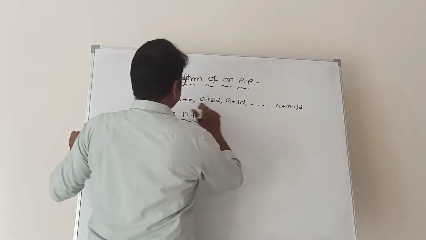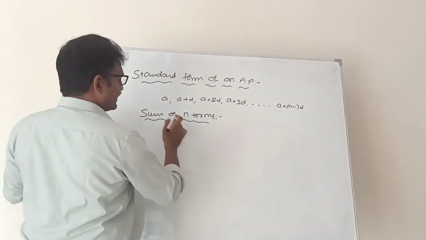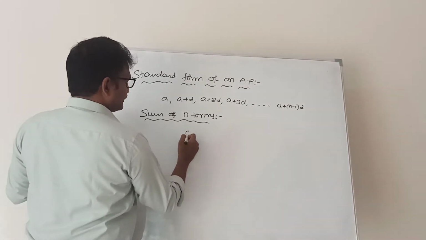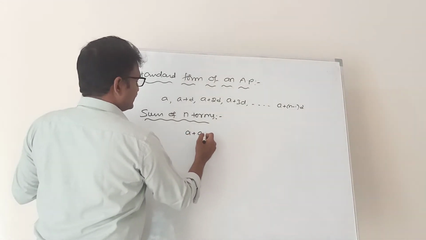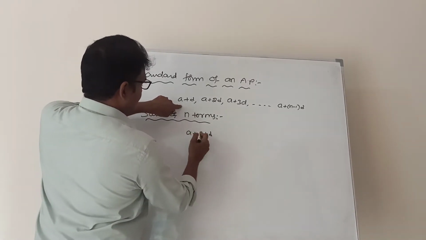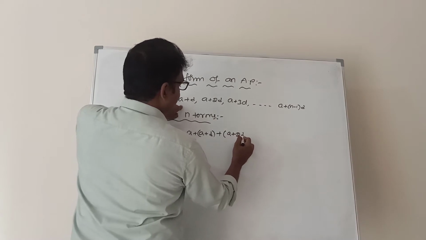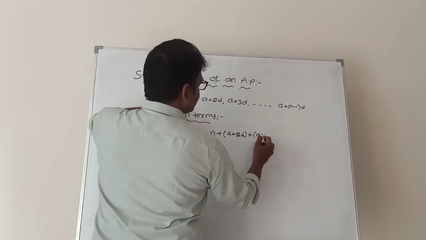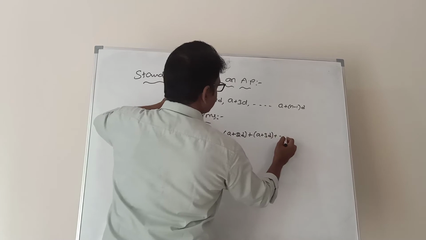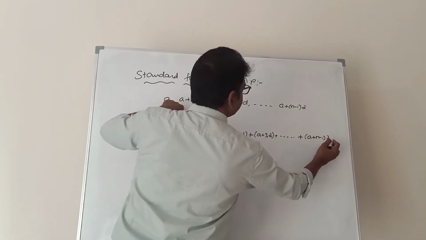N terms are there: 1, 2, 3, 4, and so on. This is the nth term. So I am adding all the terms: A plus (A plus D) plus (A plus 2D) plus (A plus 3D) plus so on, plus A plus (n minus 1) into D.